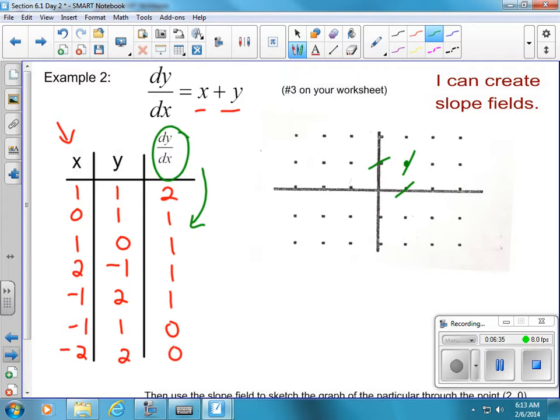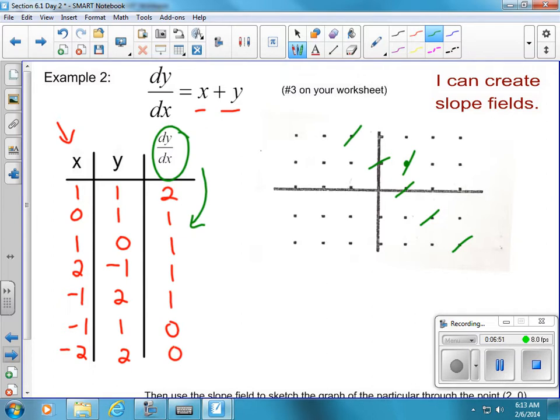2, negative 1 is a positive 1 slope. Wow, I'm seeing a little pattern here. It looks like all these diagonals are positive 1. How about if we do a negative 1 plus 2? Aha. Okay, those are all diagonals.